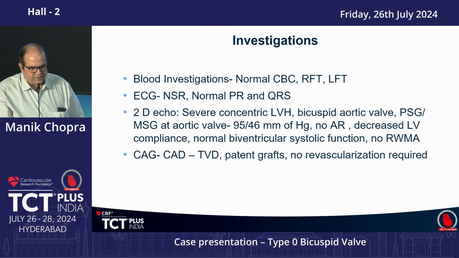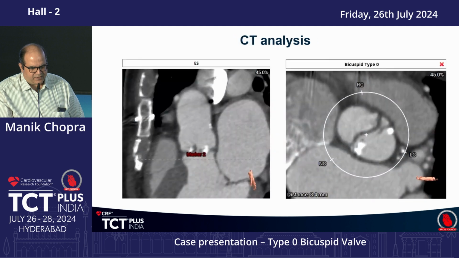Investigations: the blood investigations were all normal, with normal CBC, RFT, LFT, and ECG, with both normal PR and QRS intervals. Echo: severe concentric LVH, bicuspid aortic valve, peak versus mean of 95 by 46 millimeters of mercury, no AR, decreased LV compliance, normal biventricular systolic function, and no wall motion abnormalities. Grafts were all patent, triple vessel disease, no revascularization required.